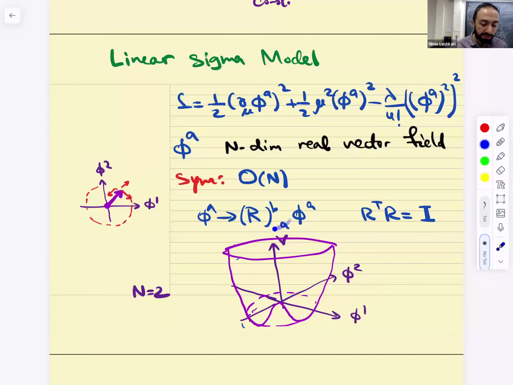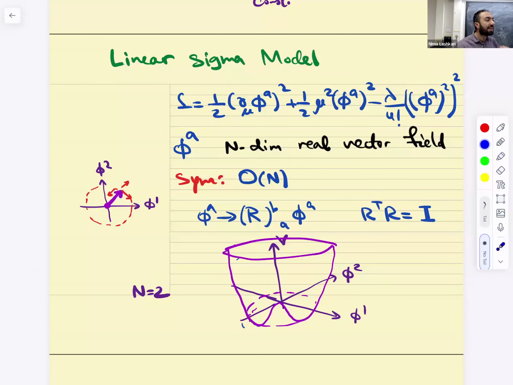This is an orthogonal matrix, R transpose R is identity. This is a symmetry of the model. So if I look at this potential, for example if this is an O(2) model, there's phi 1 and phi 2. The potential looks like this funky thing that I cannot draw, the Mexican hat, whatever it's called. All right, good.